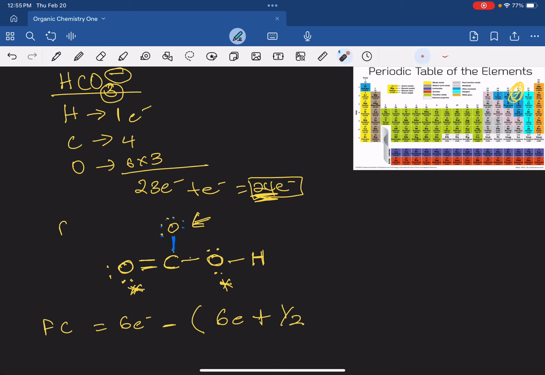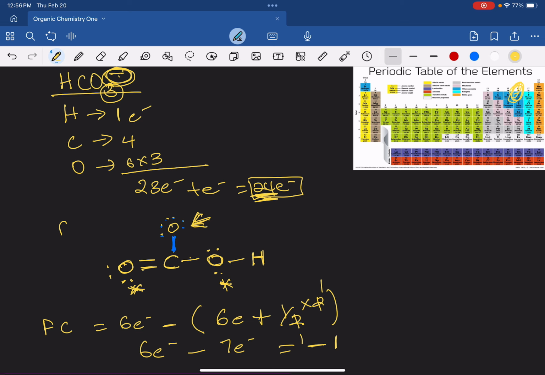So the number of bonded electrons here is 2, okay? So let's put our 2 here, 2 times one half, which is 1. So 6 electrons minus 6 minus 1 is minus 1. That's where your minus 1 charge comes from. It's on this oxygen. Let me tell you how I knew this oxygen had the formal charge.